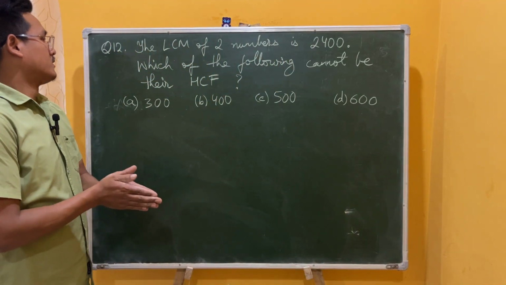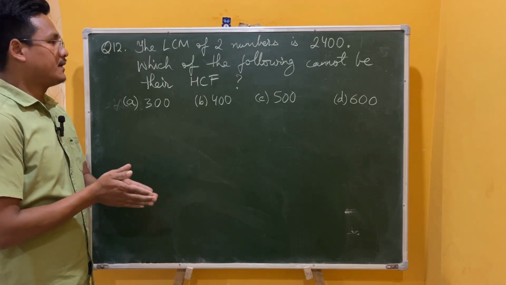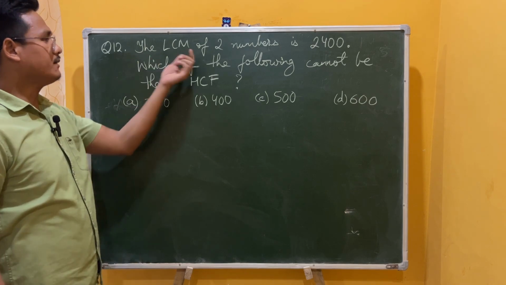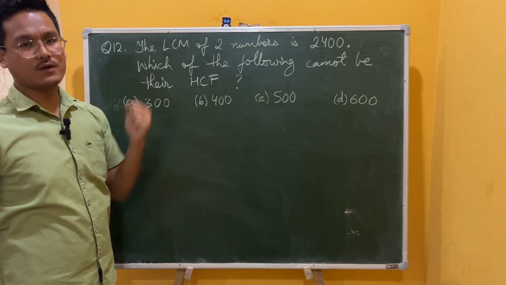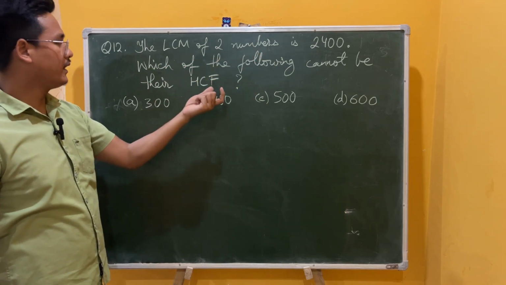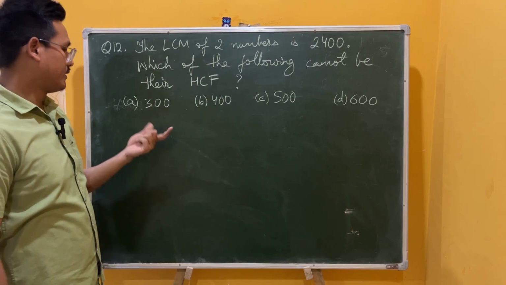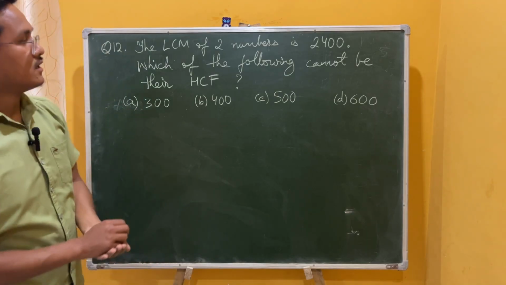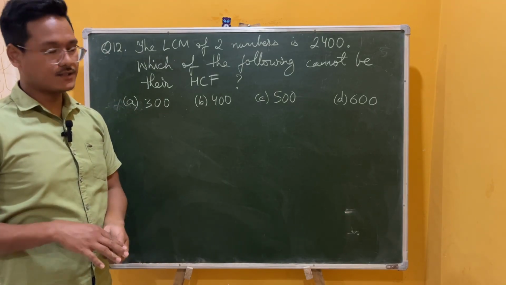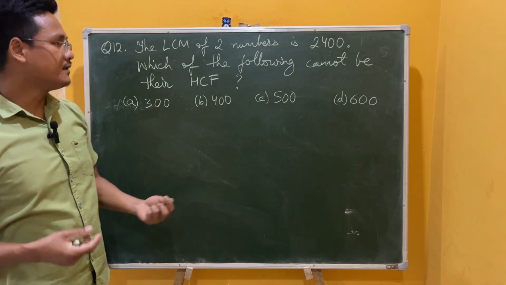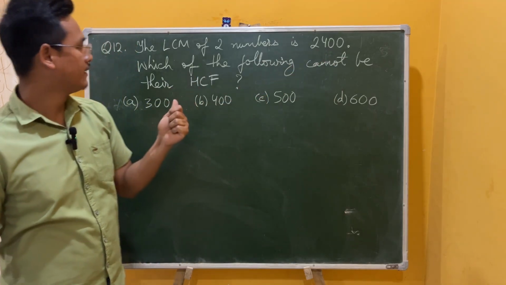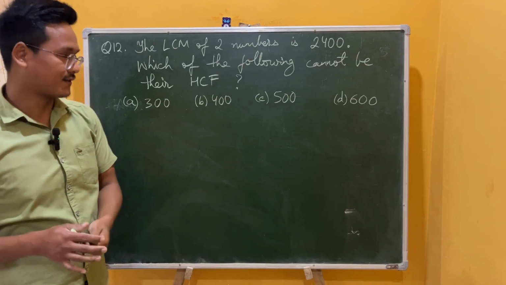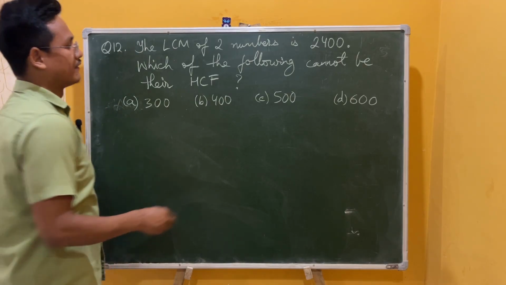Okay, so question number 12 is about LCM and HCF. It says the LCM of two numbers is 2400. Which of the following cannot be their HCF? 300, 400, 500, and 600. So we don't know the two numbers, but their LCM is 2400. So which of these cannot be their HCF, meaning highest common factor? The answer is 500.